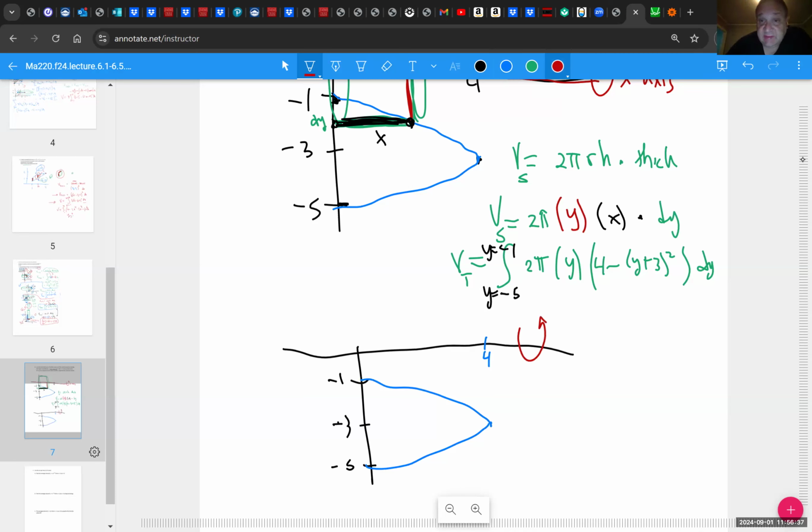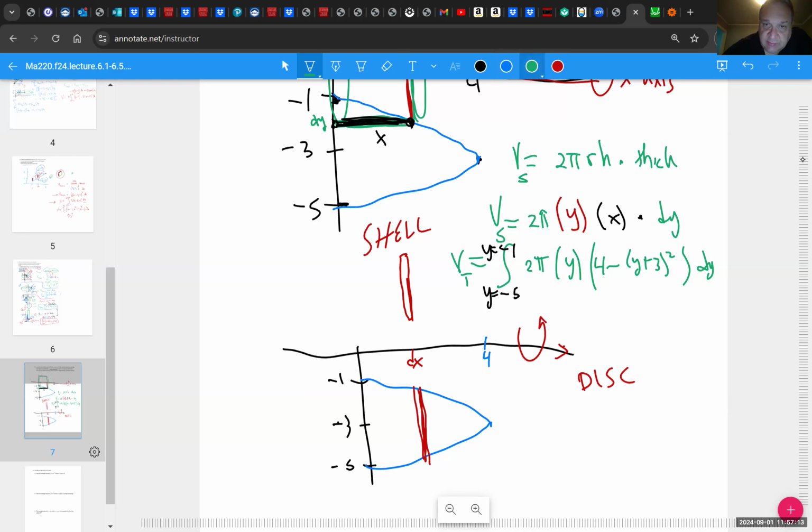This is the shell method up here. To do it using the disk method, we need our slice to be perpendicular to the axis of revolution. So this is the perpendicular slice. Our axis of revolution is right here, and so perpendicular would be here. Our thickness is now going to be dx, not dy. And if we revolve this thing around here, we need the distance from here to here to be the same, so it's like a mirror reflection. We get a mirror image of our slice going like this.